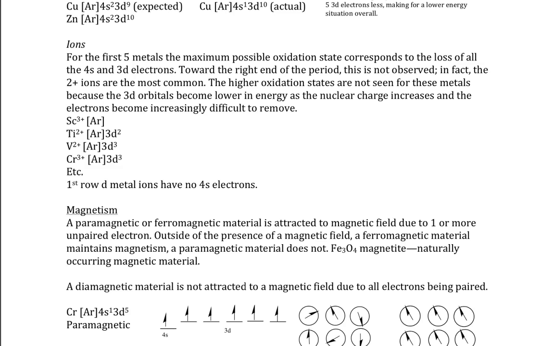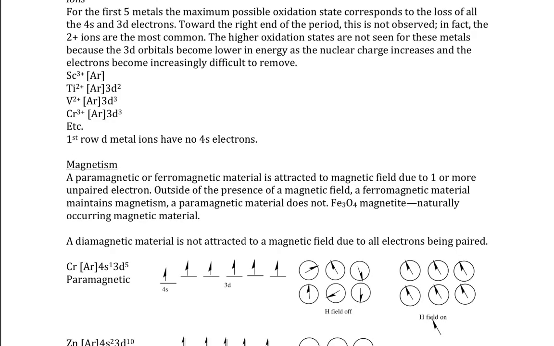So the bottom line here is the first row 3d metal ions have no 4s electrons. Magnetism, we talk about that a bit in Chem 1.